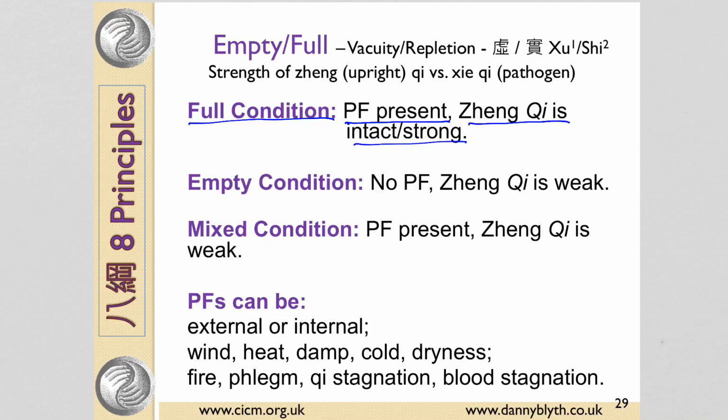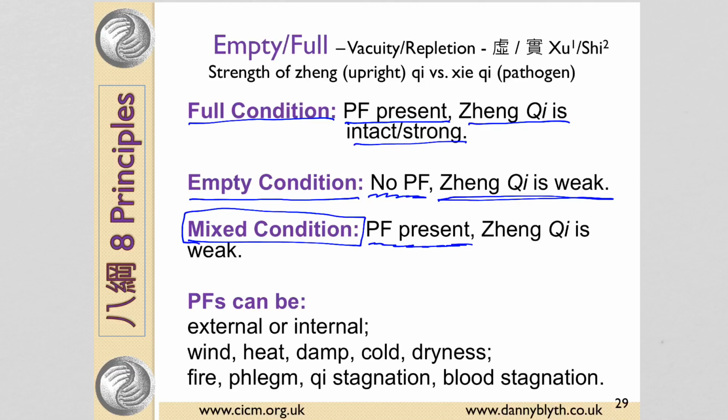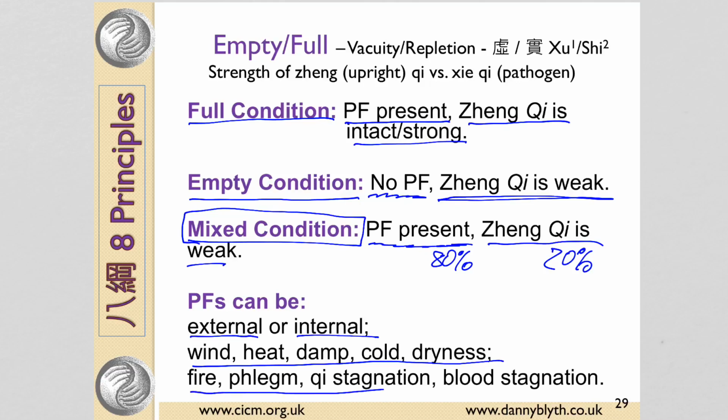A full condition is one where the pathogenic factor is present and strong, and the zhengqi is strong, so therefore the fight between the two is strong and you get strong symptoms. An empty condition is one where there isn't a pathogenic factor, but the zhengqi or upright qi is weak. And a mixed condition, which represents most of what we see in the clinic, is when there is a pathogenic factor present and the zhengqi is weak. So we need to work out what percentage is the pathogen and what percentage is the zhengqi being worked. And a pathogenic factor here can be external or internal. It can be wind, heat, damp, cold, dryness, or it can be fire, phlegm, or stagnation.